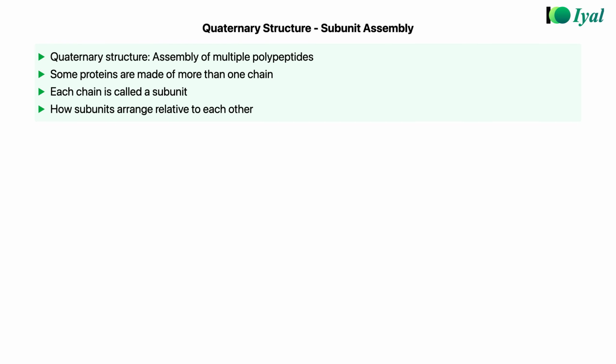Here's where it gets interesting. Some proteins aren't just a single chain. They're made of multiple protein chains, abbreviated polypeptides, all assembled together. Each chain is called a subunit. Quaternary structure describes how those subunits arrange relative to each other.